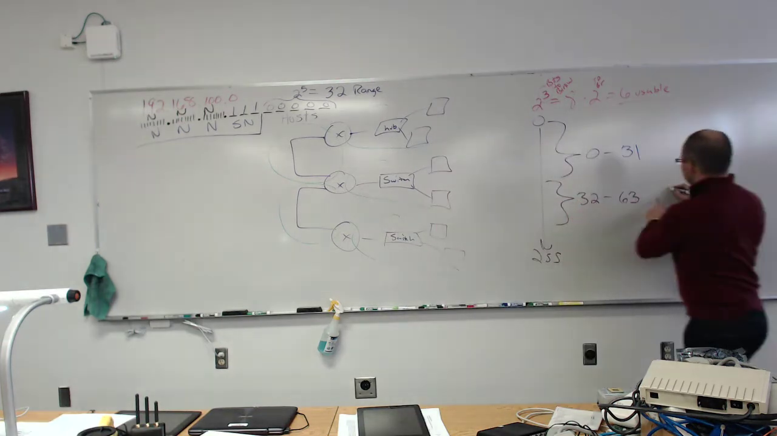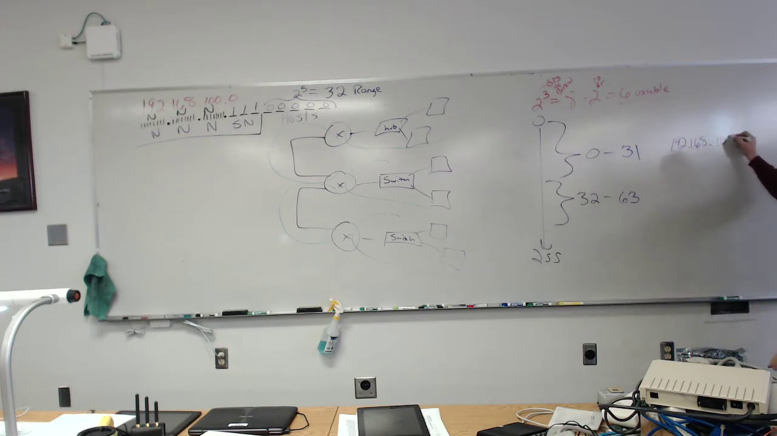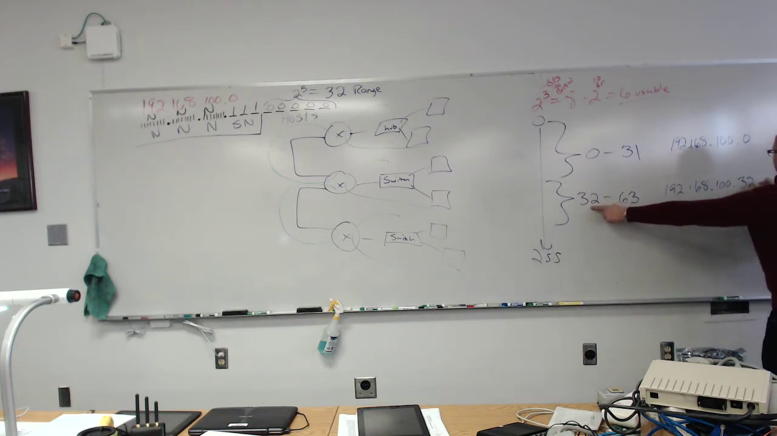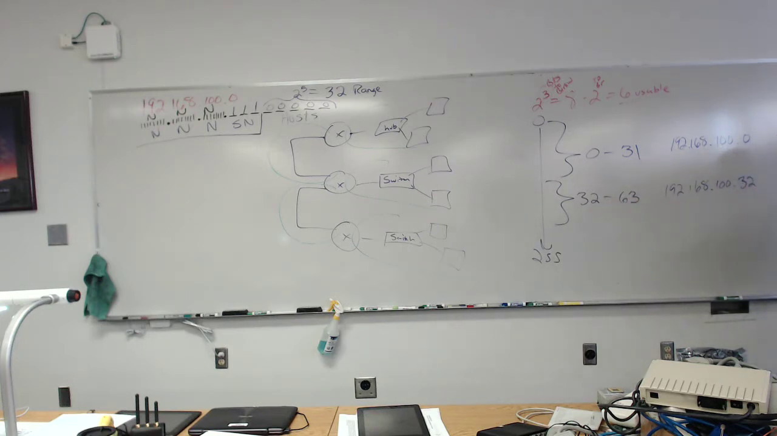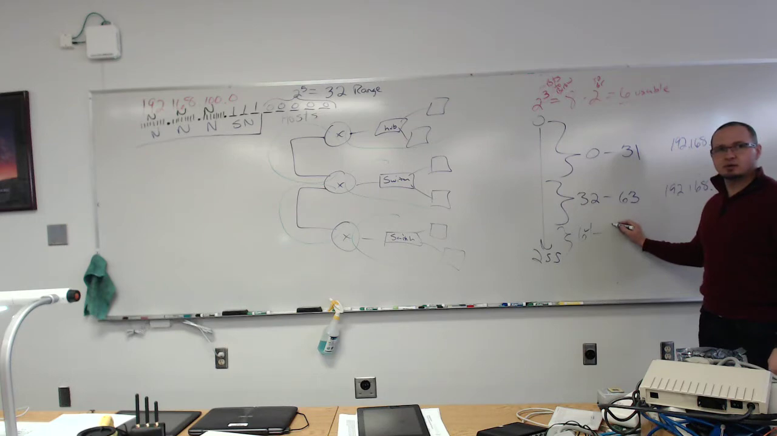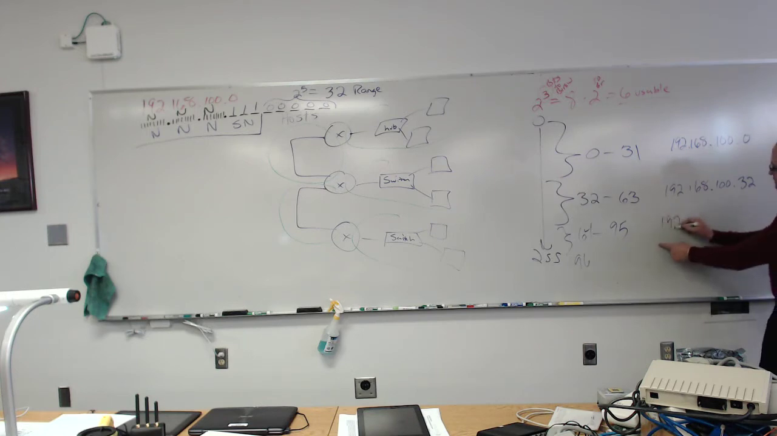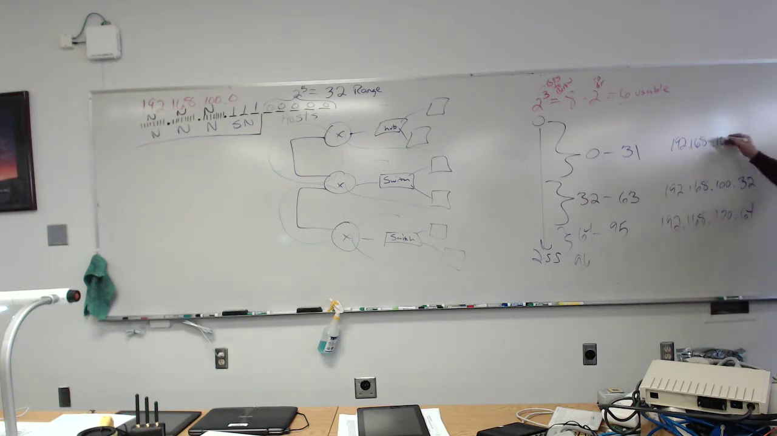So I'd identify this one by saying 192.168.100.0. This network could be identified as 192.168.100.32. And then the next range is 64 through 95. So there'd be 96 would be the next one, through 127. So then I identify this one as 192.168.100.64. These are my networks that I'm creating, and I keep going until I get all 8. Until I run out and get all the way to the 255.